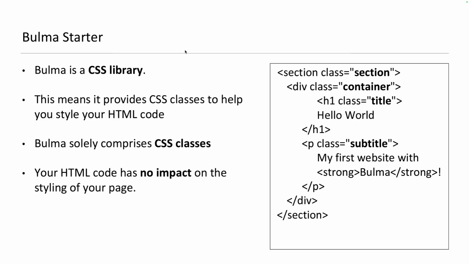So Bulma is a CSS framework. The word library is used there. I'm not so sure it is a library, but it basically provides CSS classes to help us style our own HTML.